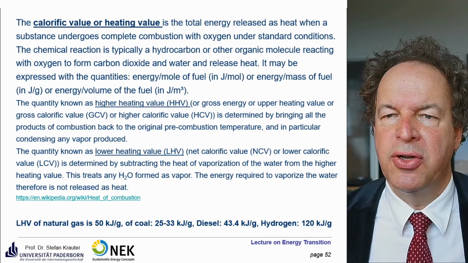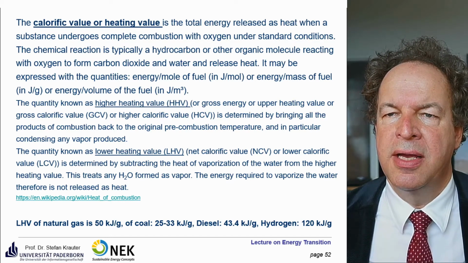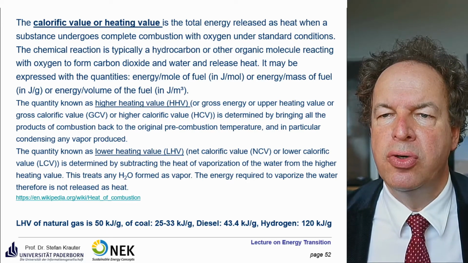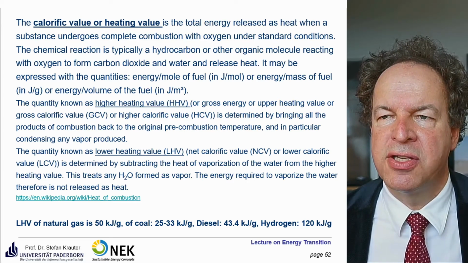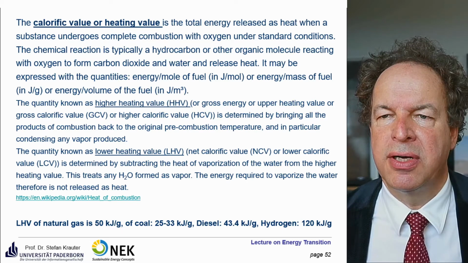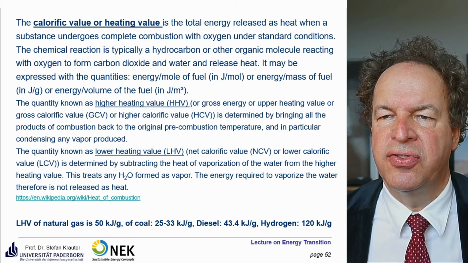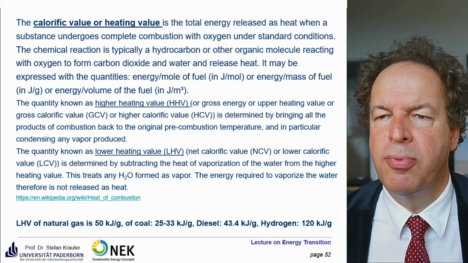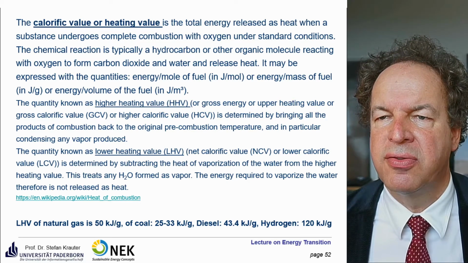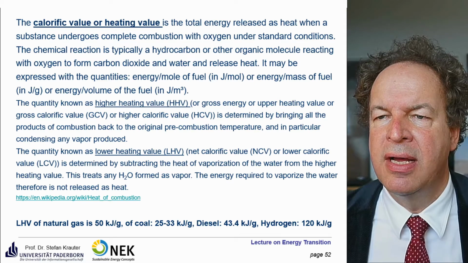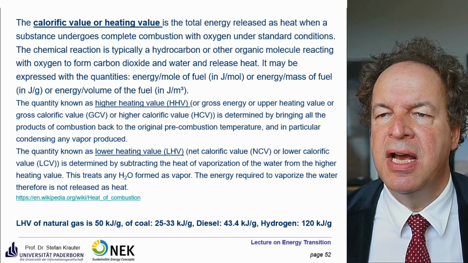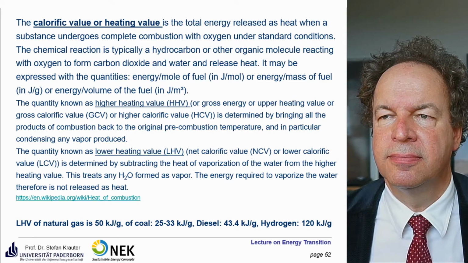So to give you some values, the lower heating value for natural gas is about 50 kilojoule per gram. For coal, this depends on the quality of coal and so on, it is in the vicinity of 25 to 33 kilojoule per gram. Diesel 43.4 kilojoule per gram. Hydrogen has the most, 120 kilojoule per gram.